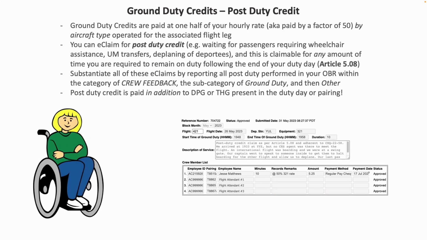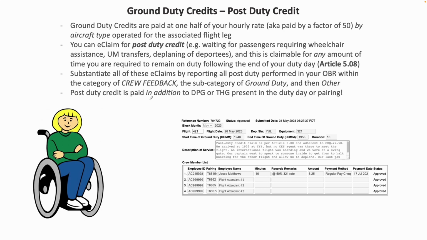The second type of ground duty credit that we file for is what's known as post-duty credit. You can e-claim for post-duty credit in situations such as waiting for passengers requiring wheelchair assistance, transferring any unaccompanied minors over to a customer experience specialist at the airport, the deplaning of deportees from your flight at the end once everyone else is off, and so on and so forth.